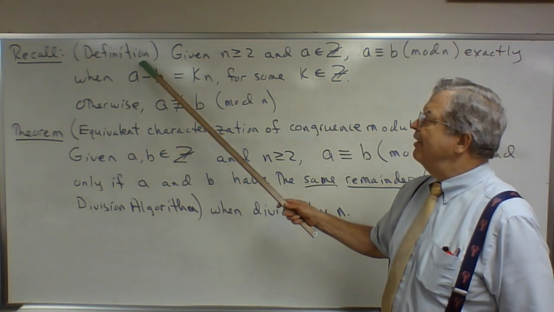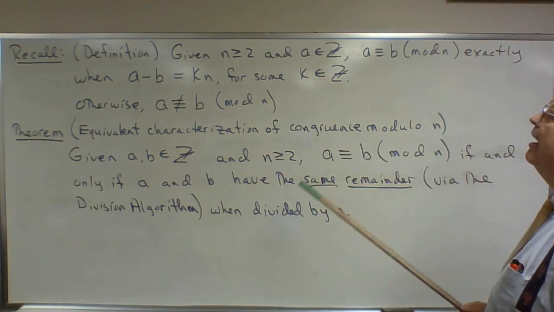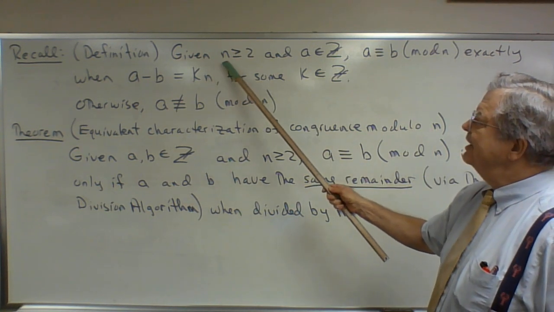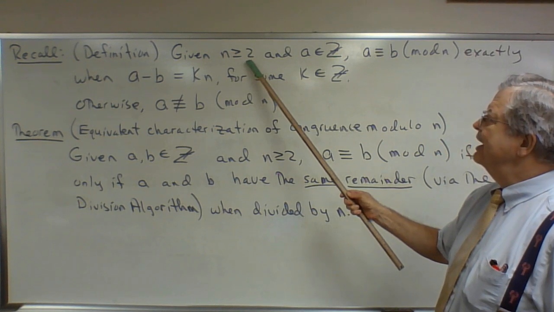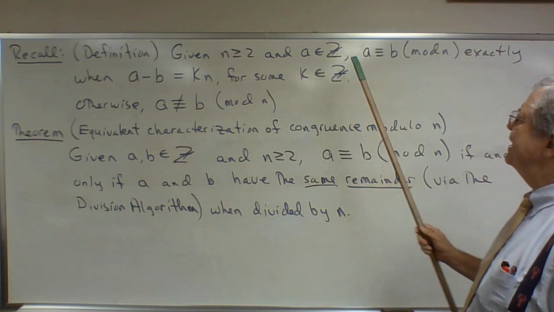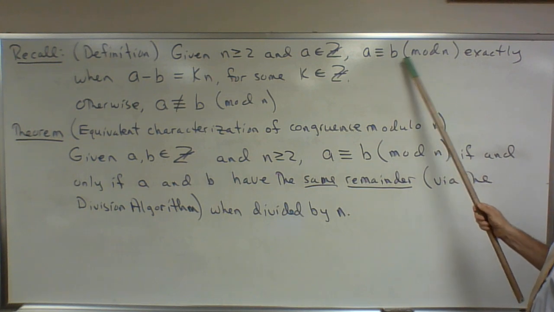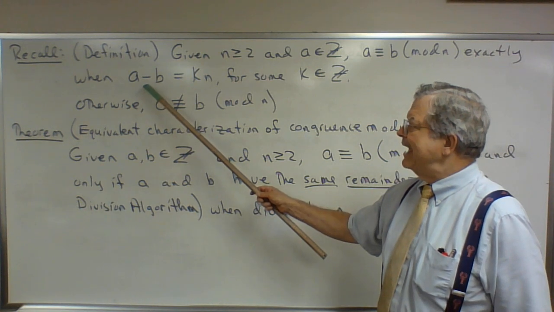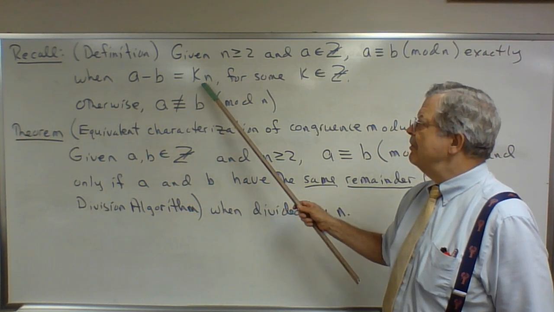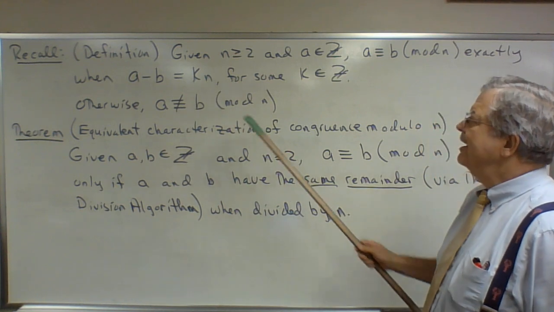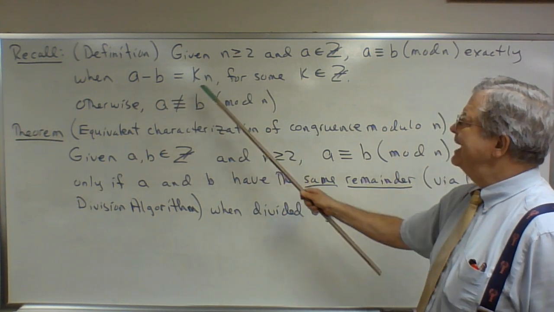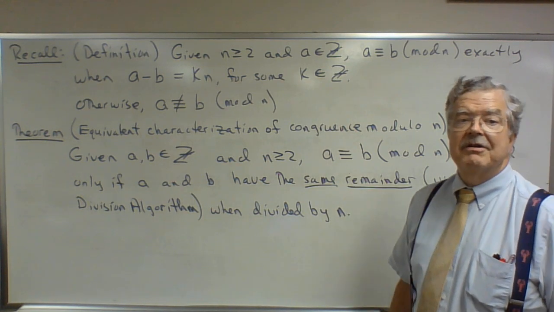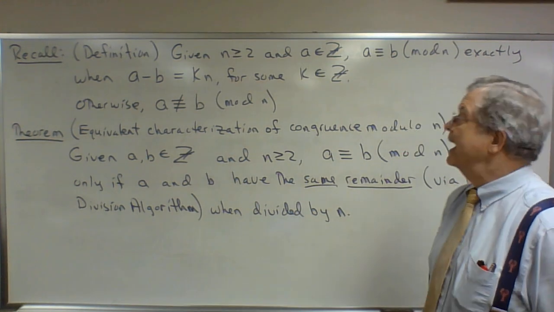We're going to recall the definition of congruence modulo n. Given n a natural number greater than or equal to 2 and some integer a, a is congruent to b mod n exactly when the difference of a and b is a whole number multiple of n. In other words, a minus b is equal to kn, where k is a whole number. That's our definition of congruence modulo n.